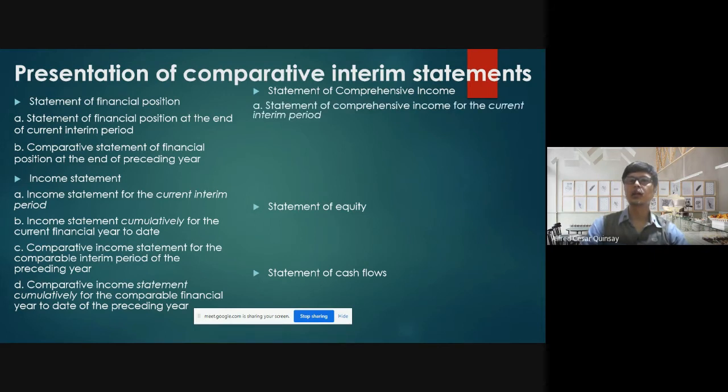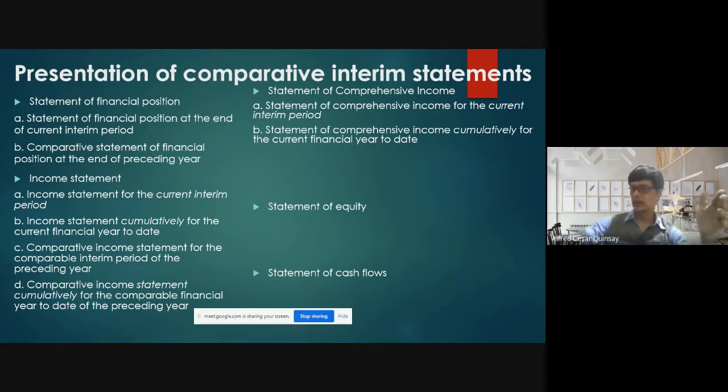Next is yung sa statement of comprehensive income. So this includes statement of comprehensive income for the current interim period. Next is yung statement of comprehensive income cumulatively for the current financial year to date. Okay, so let's say up to December 31, 2020, so kasama na yung interim, let's say if it's quarterly, okay, so yung first quarter, second quarter of 2020 up to year to date, third quarter, of course, and up to year to date.